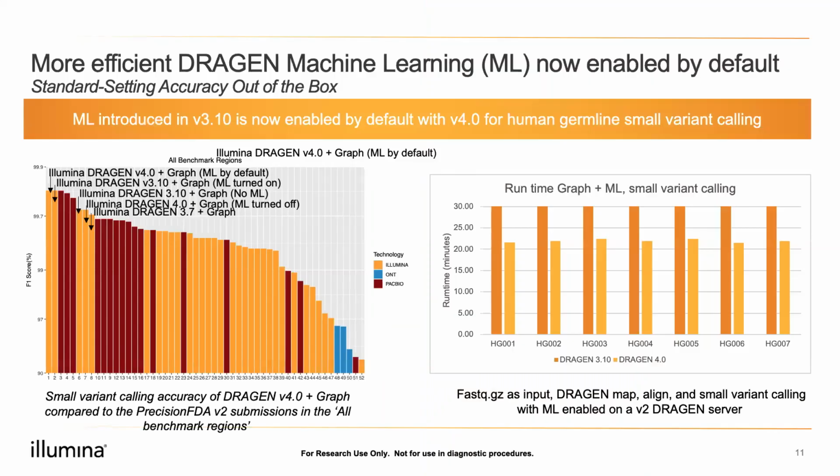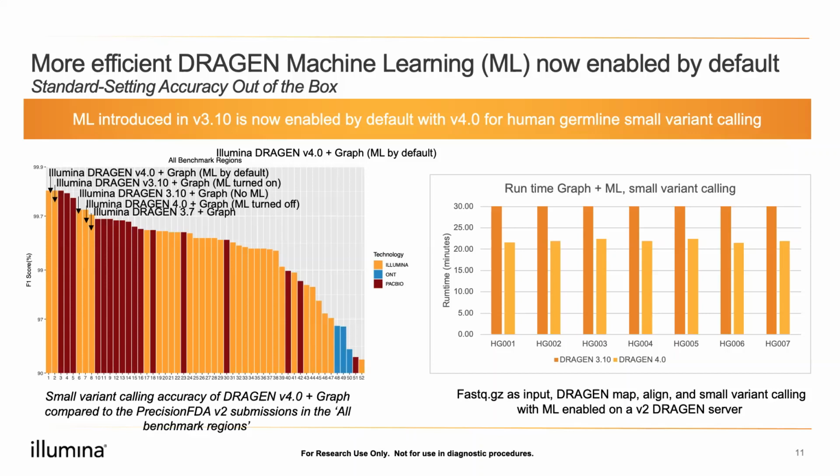Okay, let's talk about machine learning. We introduced this as a feature in 3.10, a sort of a beta feature, but we've made some improvements in the efficiency, and now we're able to have that turned on by default for human germline small variant calling.